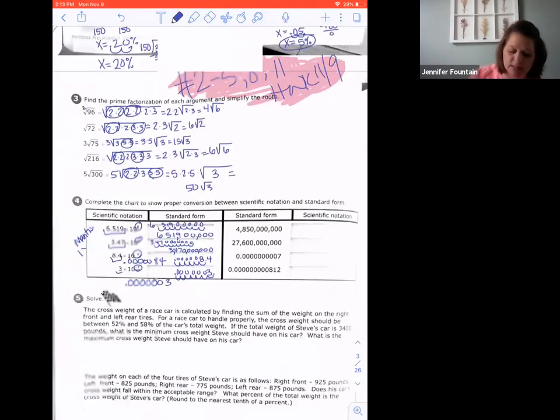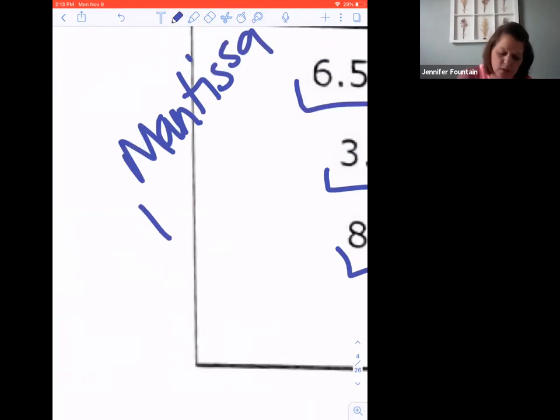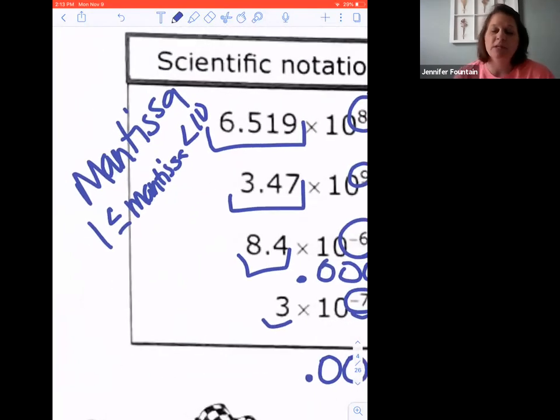Okay, so our mantissa is a number that is greater than or equal to 1, but less than 10. So it has to be between 1 and 10. It can be 1, but it cannot be 10, okay? So remember, we want to make sure our decimal place comes after the first non-zero digit.